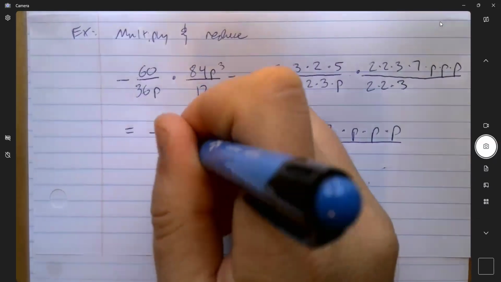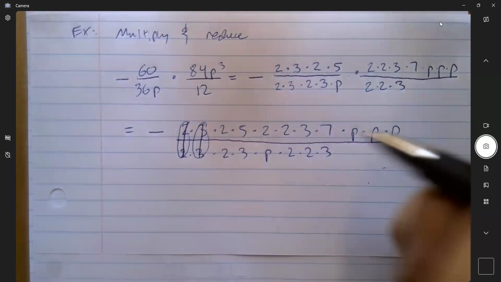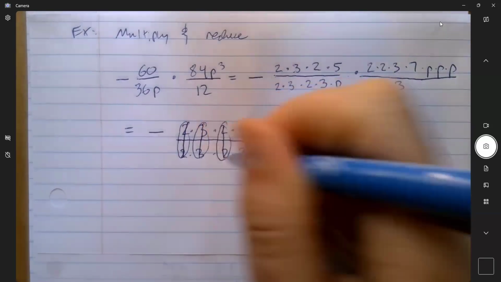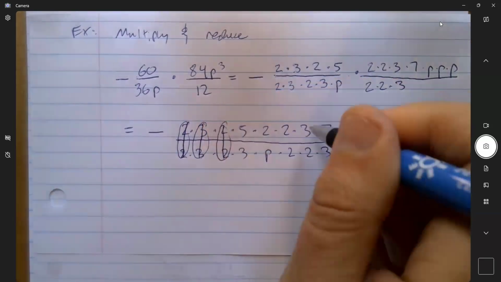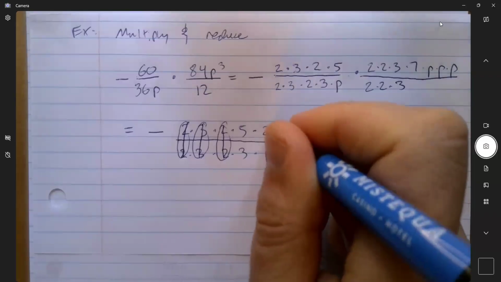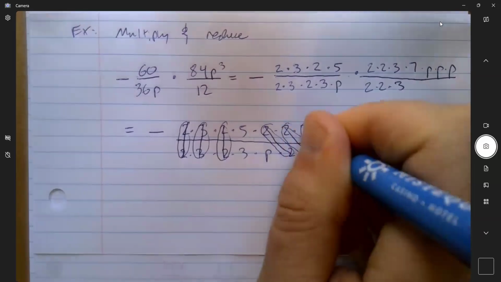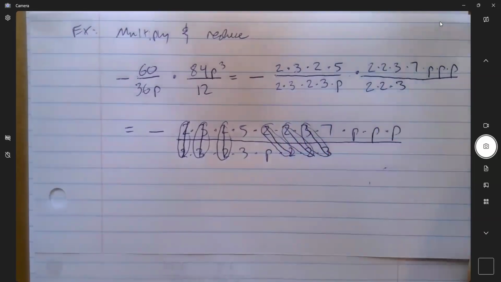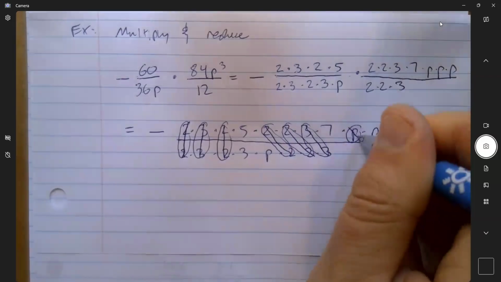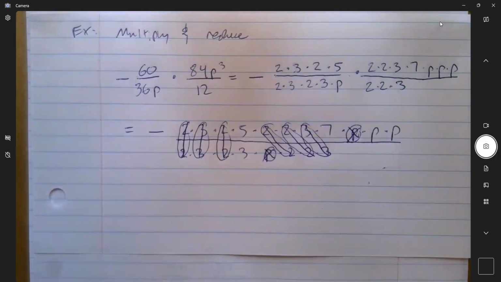There's a 2 and a 2, I'm going to cancel those. There's a 3 and a 3, I'm going to cancel those. There's another 2 and a 2, I'm going to cancel those. And then I've got a 2 and a 2, cancel, a 2 and a 2, cancel, and a 3 and a 3, cancel. And then I have a p in the top and a p in the bottom, and I cancel those.